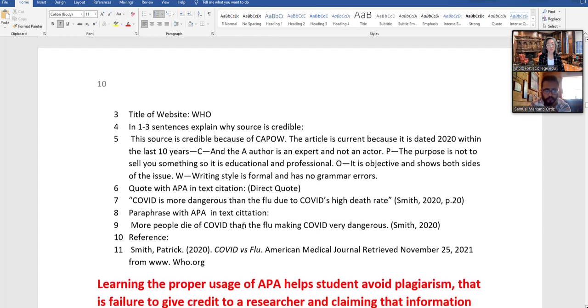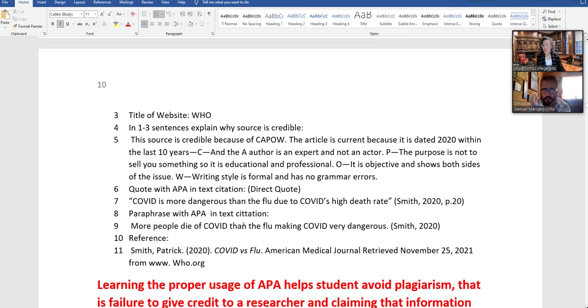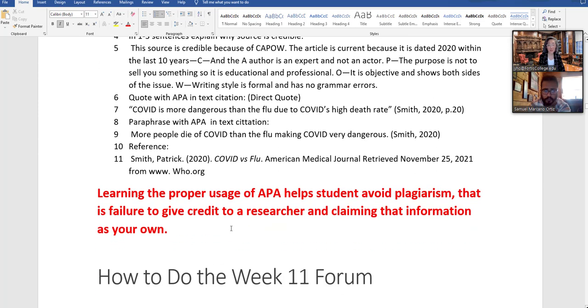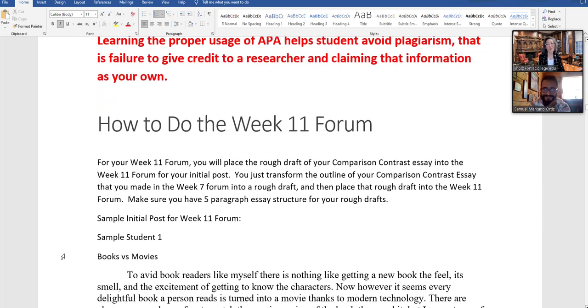Am I going too fast? No? No, okay. So learning the proper usage of APA helps students avoid plagiarism. That is failure to give credit to a researcher. So you don't end up like the USC guy on the front page of the LA Times, who says we're halting all. He has to rewrite his entire book.